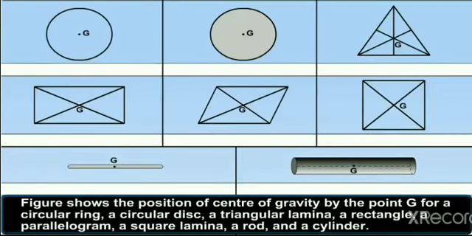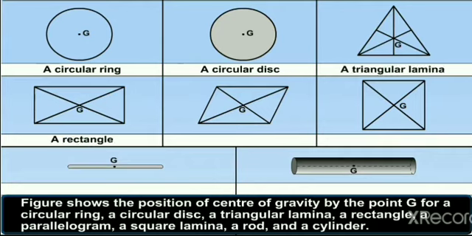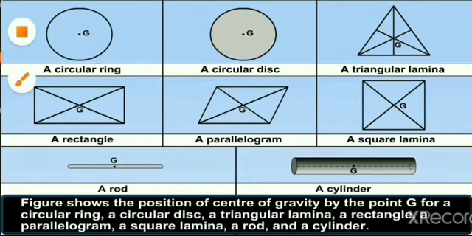Figure shows the position of center of gravity by the point G for a circular ring, a circular disc, a triangular lamina, a rectangle, a parallelogram, a square lamina, a rod, and a cylinder.